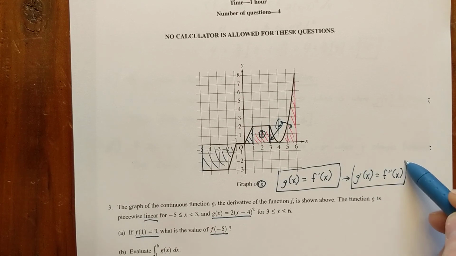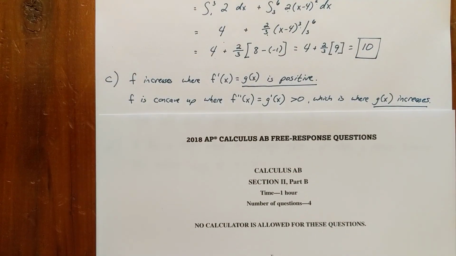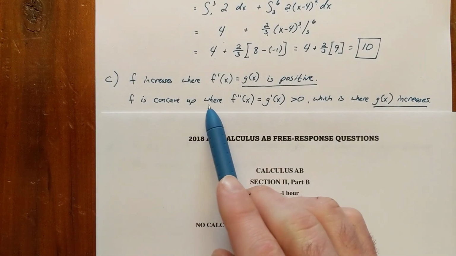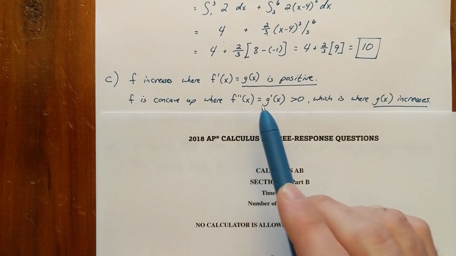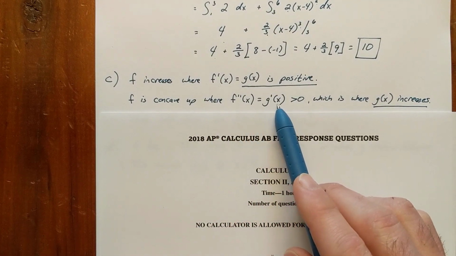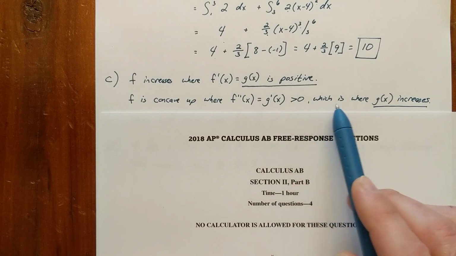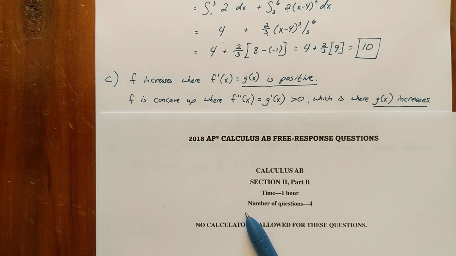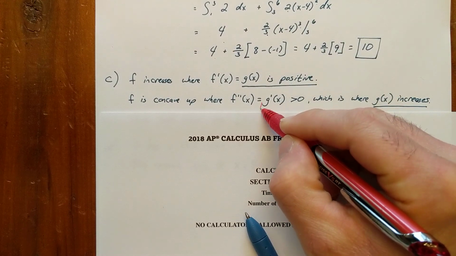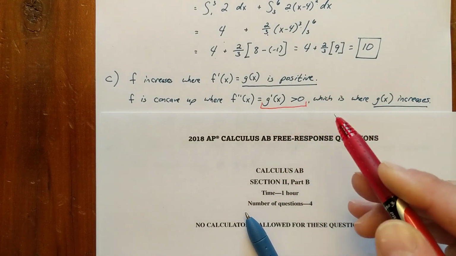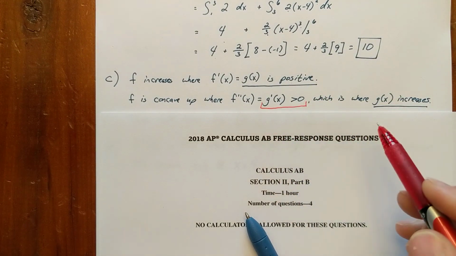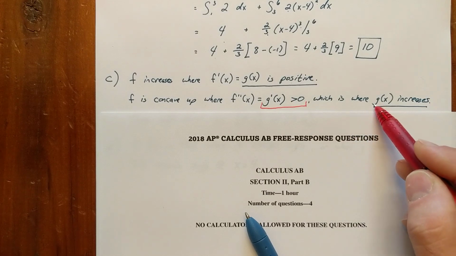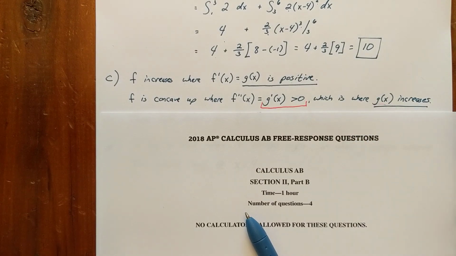So that's a second piece of information that's true as well. So back to where I was, f would be concave up where its second derivative, which is the same thing as g prime, is positive. And that occurs, let's focus just on this concept right here, g prime of x is positive.